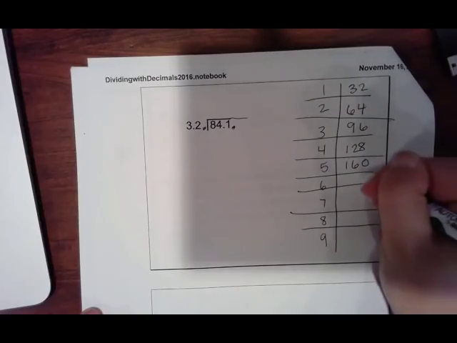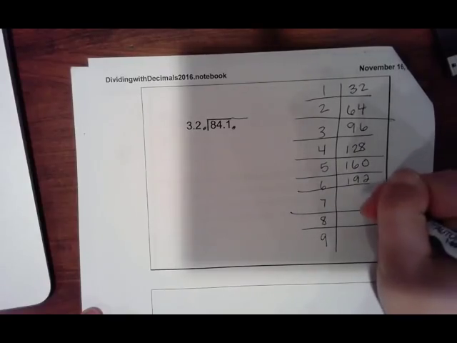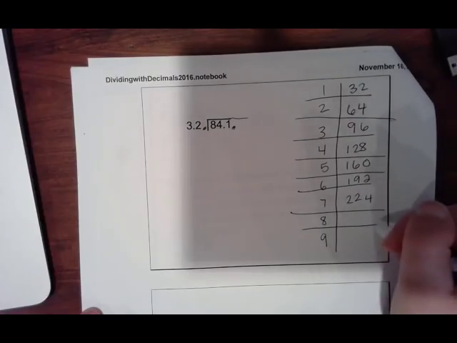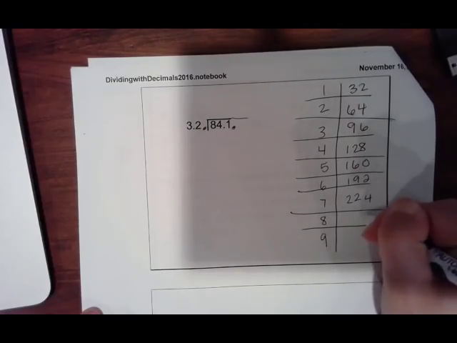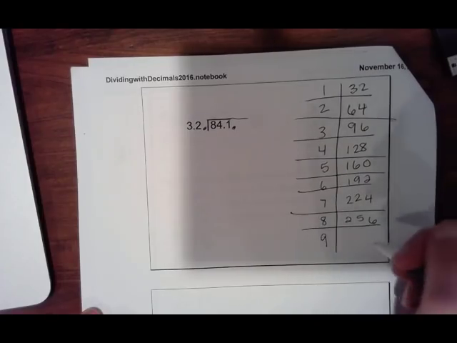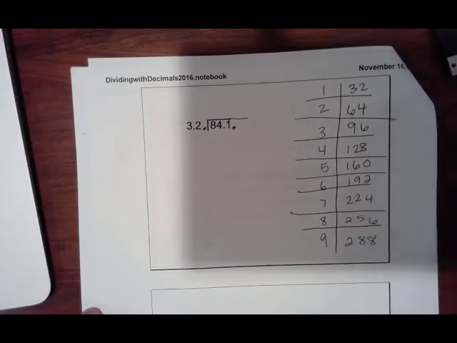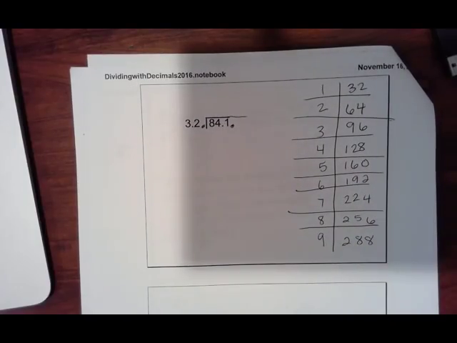$160, $192, $224, $256, and then last but not least, 288. So now I can just come over here and do the division like I normally would.